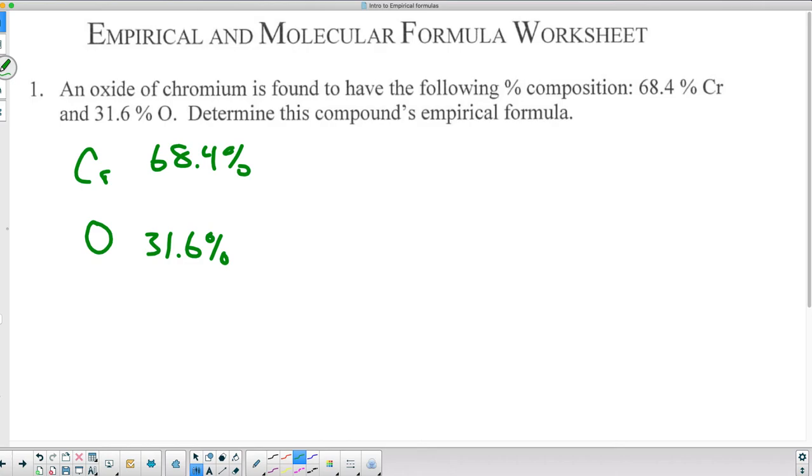chromium is 51.9961 on my periodic table. It might be slightly different on yours. And in the first step, which is why it's green, I'm going to divide by 52.0 because I rounded off. Okay, that is the atomic mass.